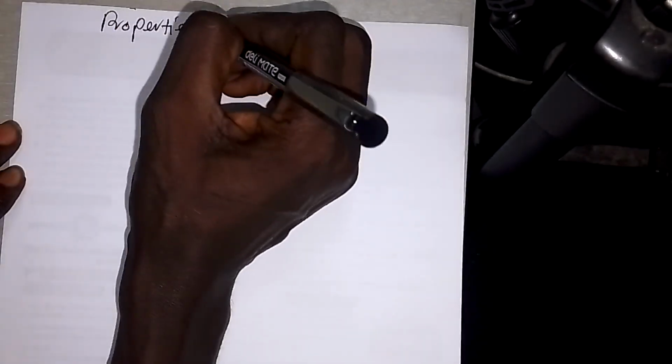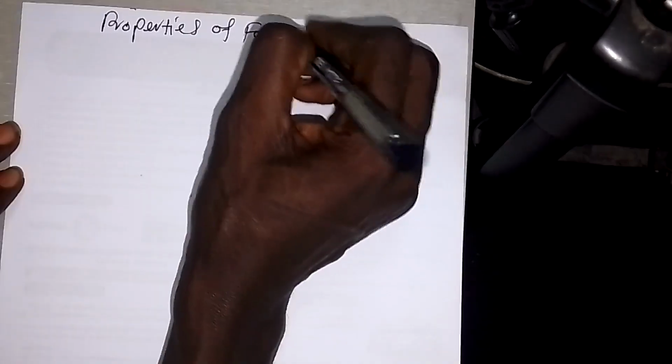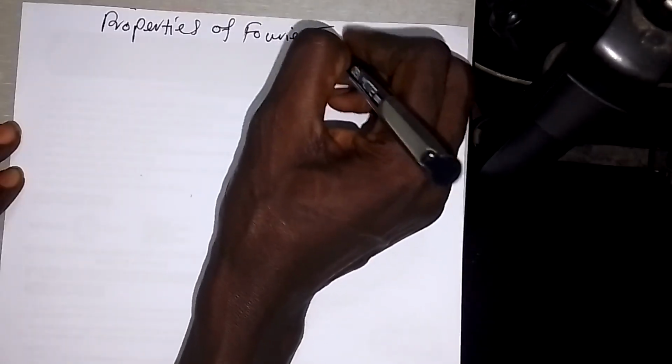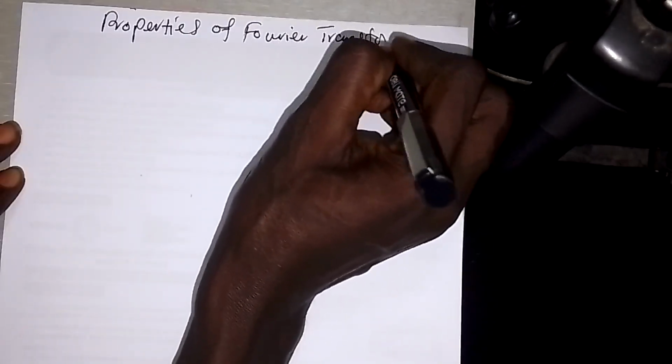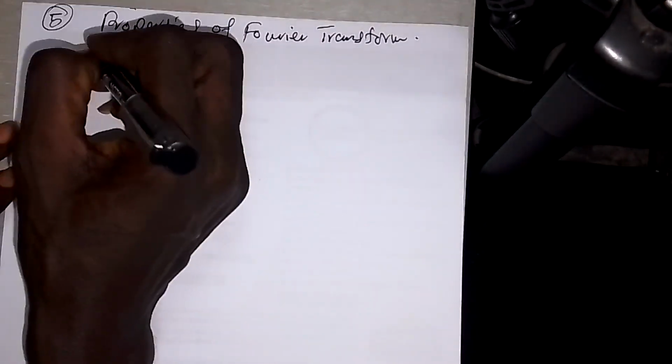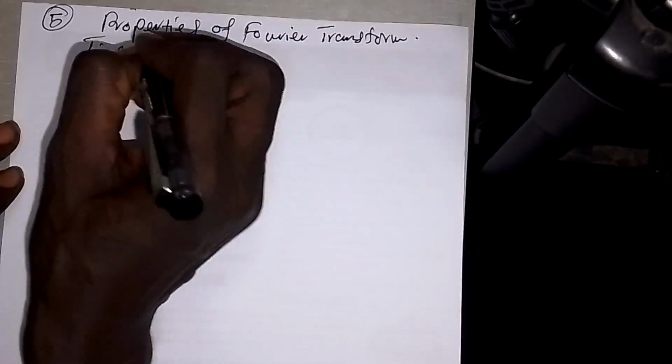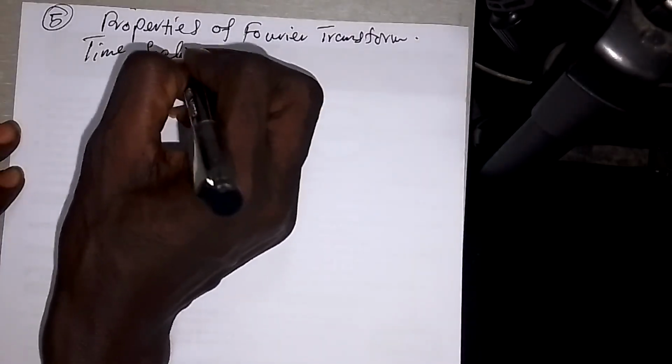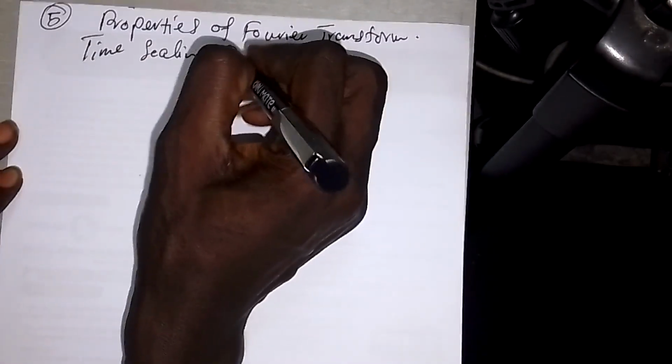Okay, so let me write here: properties of Fourier transform. This shall be part 5 of this particular property, and here I'm going to consider the time scaling property.